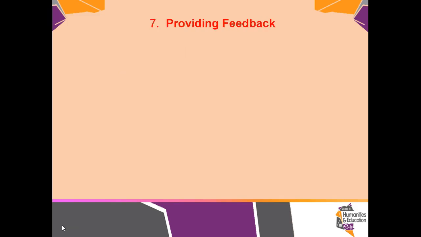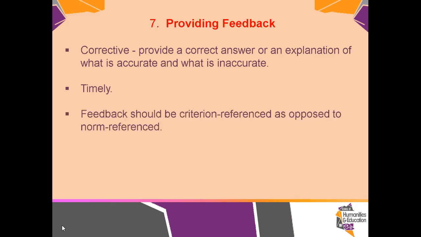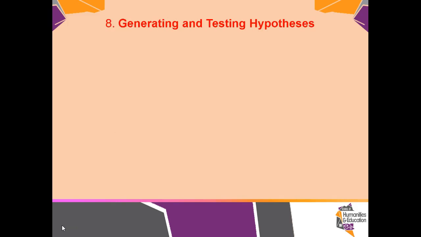The other one here is providing feedback. Very important. Corrective feedback is providing a correct answer, or an explanation of what is accurate and what is inaccurate. Feedback must be timely. The feedback should be criterion-referenced as opposed to norm-referenced. In other words, when you give feedback, it must be based on the criteria that you are using to assess that individual student. Students can provide some of their own feedback too, and that's important.